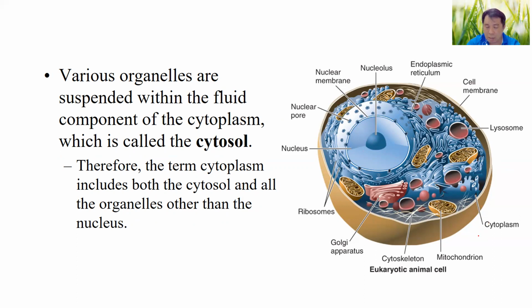As I mentioned just now, the cytoplasm has a cytosol, and these organelles are suspended in the cytosol. Then they form the cytoplasm. That means it's cytosol plus the organelles and other structures. Therefore, the term cytoplasm includes both the cytosol and all the organelles other than the nucleus. So we call this region or structure the cytoplasm.